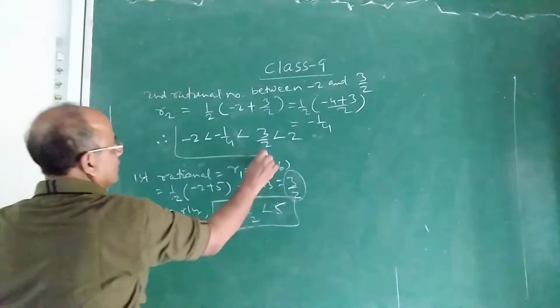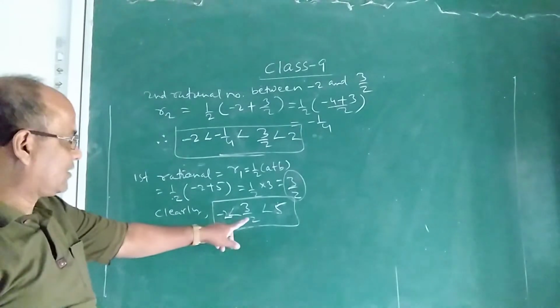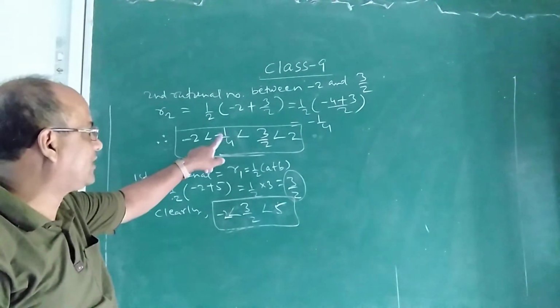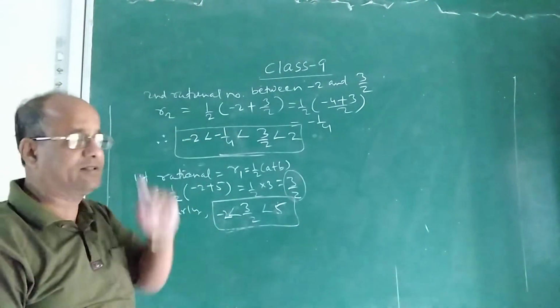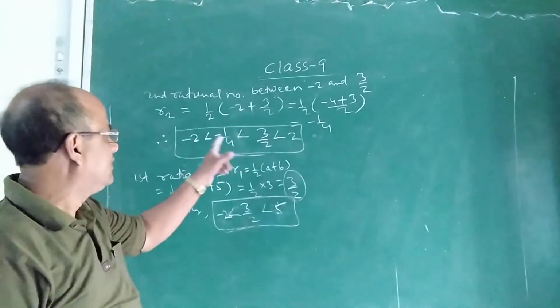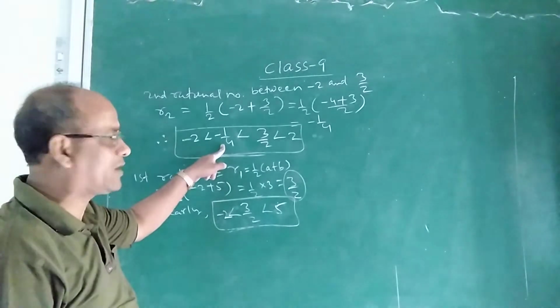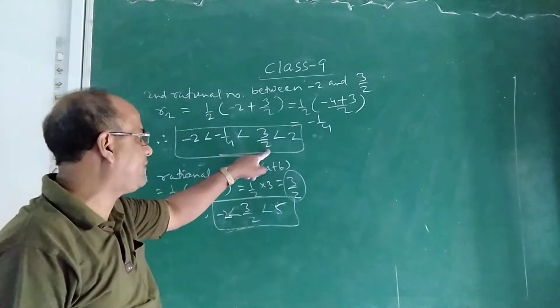We got two rational numbers. The first rational number was 3 by 2. Now we got the second rational number, minus 1 by 4. Now we will find another, because our aim is to find three rational numbers. Now how to find the third rational number? The third rational number you can find between minus 2 and minus 1 by 4, or minus 1 by 4 and 3 by 2, or 3 by 2 and 2.